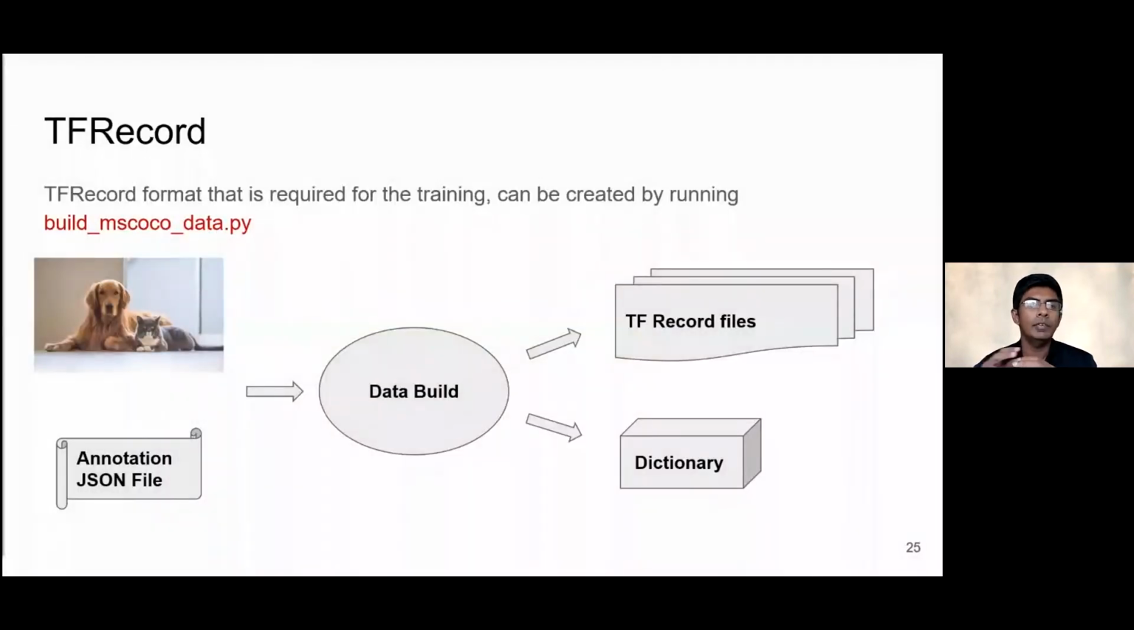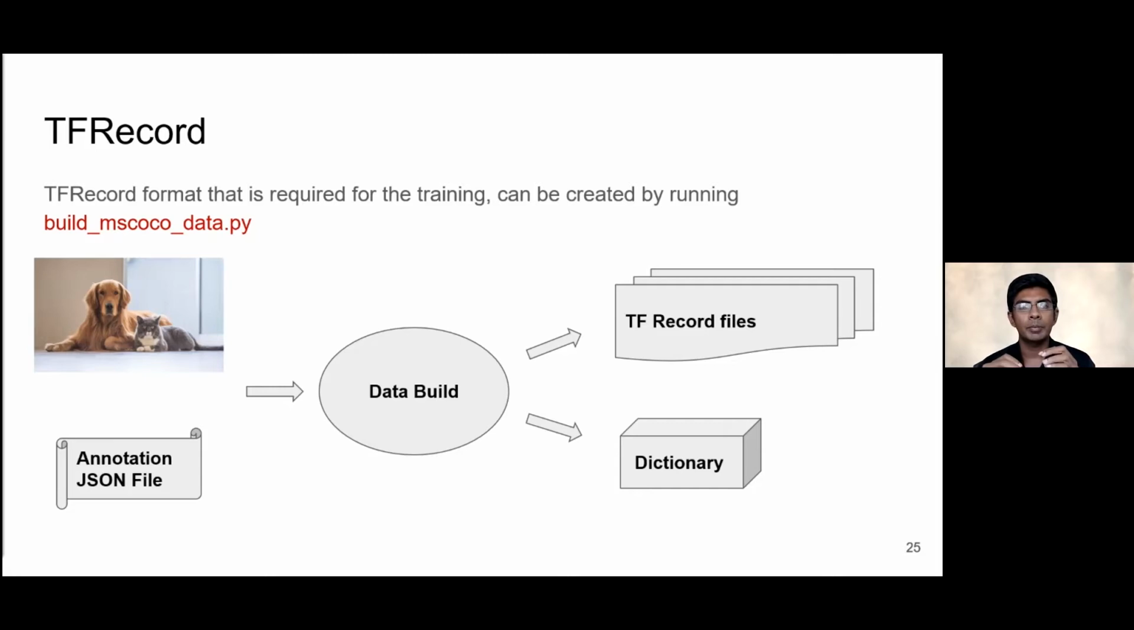So now I want to introduce something called TF record, or TensorFlow records. The TF record format is required for the training process. It can be created by running this given script. So here's what happened. The image along with the metadata has to be converted into the TF format. So if you want to evaluate the model with your custom data, then you have to convert your own data into this TF format. Here I have the image and the annotation file, which carries the description.